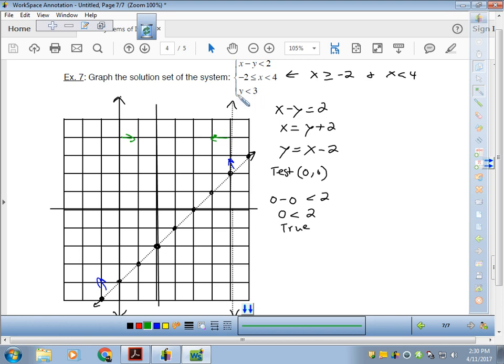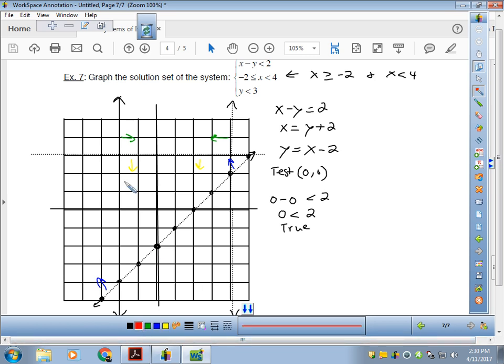But then we have one more equation. We have y is less than 3. Well, that's going to be a horizontal line at y equals 3. And it's going to be dotted because it's just a less than. So we're going to do a dotted line there. And for this one, because we want the y to be less than this number, we would shade below, so it would shade down here.